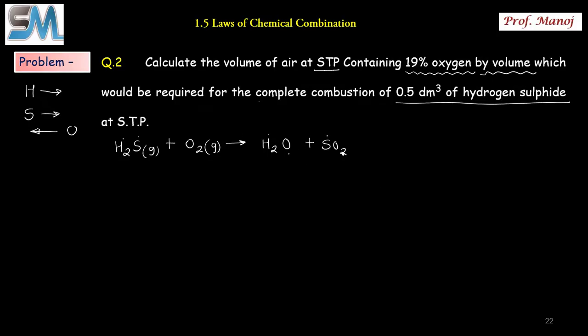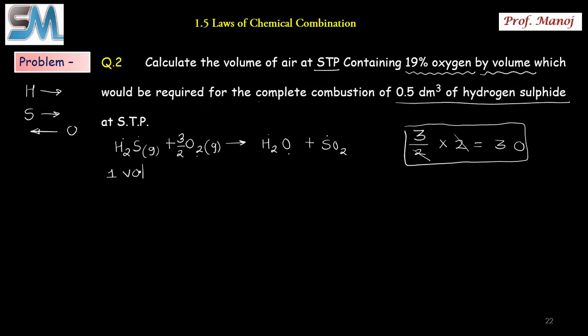Now I have 1 and 2, that is totally 3 oxygen atoms. So this is balanced as 3 by 2. Now those who are seeing this kind of balancing for the first time, let me explain. 3 by 2 multiplied by atoms of oxygen comes out to be 3 atoms of oxygen, which we balance here. So this is how a fractional balancing is done in exams. So how much volumes do we have? Here we have one volume. Here we have 3 by 2 volume, one volume and one volume.